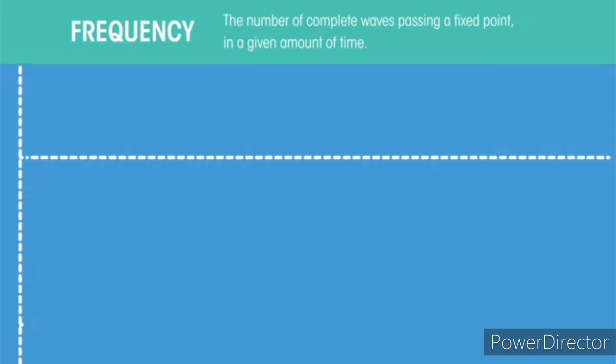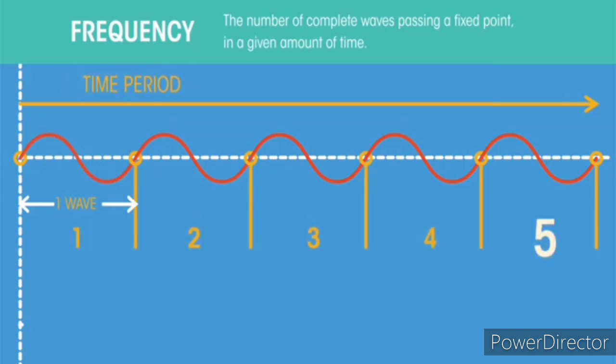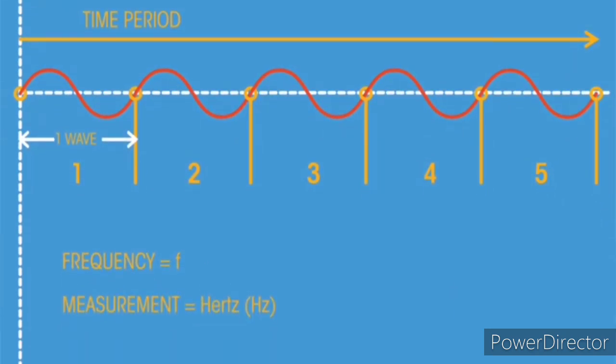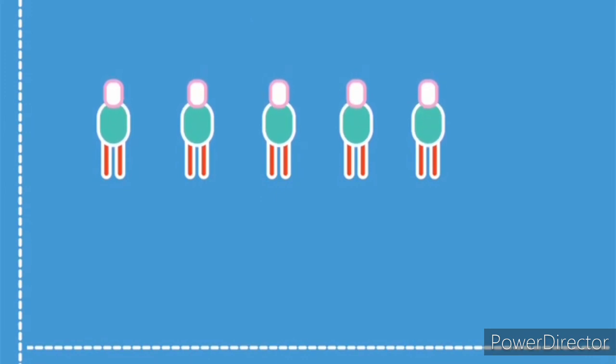The frequency of a wave is the number of complete waves passing a fixed point in a given amount of time. This time period is usually 1 second. This is what one complete wave looks like. So if this was our time period, the frequency would be 5. Frequency is given the symbol f and is measured in units called Hertz. Hertz measure how many complete cycles per second, so how many people in our Mexican wave stand up every second.